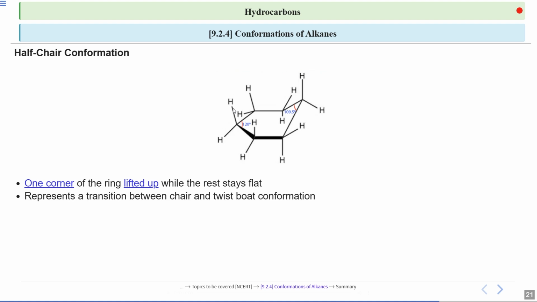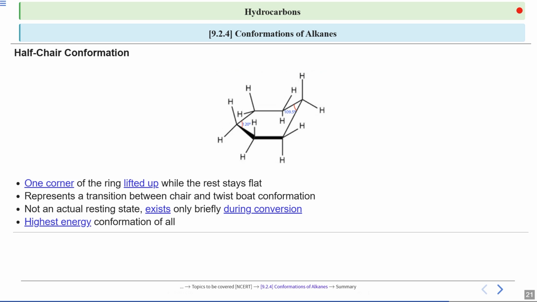Now, it is representing a transition between the chair and twist boat form. What would happen in the next step? So this carbon having 120-degree angle or 120-degree bond strain will go down. So this is the next possible conformation of your cyclohexane from the half chair form. After that, there is no actual resting state that exists. Now this is the highest energy conformation of all. Out of all the conformations that we just talked about, it is the one with the highest energy.